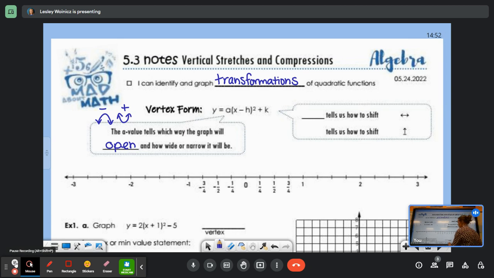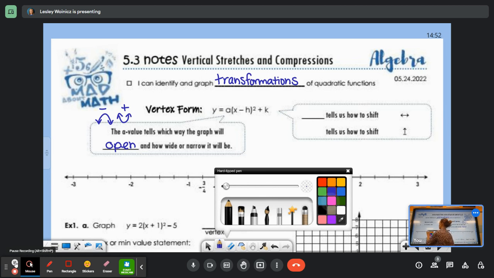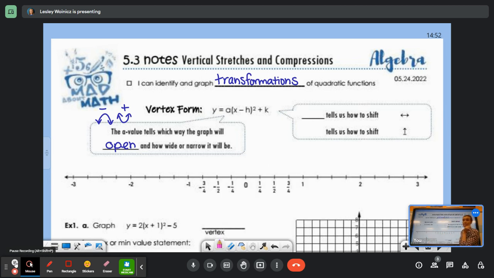All right, what is the job for H? It tells us how to shift up and down and left to right. Two things. Okay, that's actually two jobs. There's like a little line here that didn't print. So which one tells us to shift sideways? Left and right. H. Okay, left or right. What about this one, the K? This one is up and down.